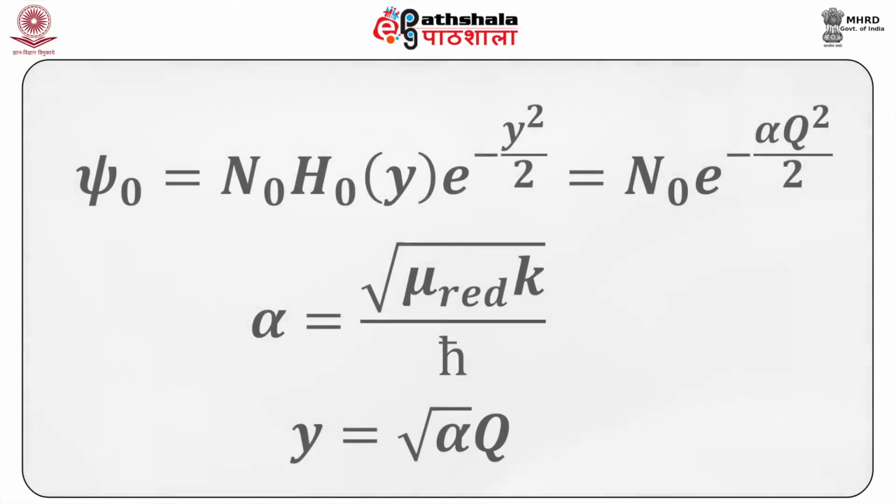from 0 to 1. The ground state wave function is given by, as you have already seen, psi 0 equals N0 H0 e to the minus y squared by 2, where N0 is the normalization constant for this state and H0 is the Hermite polynomial, which is a function of y. This is equal to N0 exponential of minus alpha q squared by 2, because alpha is equal to the square root of mu, the reduced mass, multiplied by the force constant, the square root of the whole quantity divided by h cross, and y is equal to the square root of alpha times q, and q is the normal coordinate.